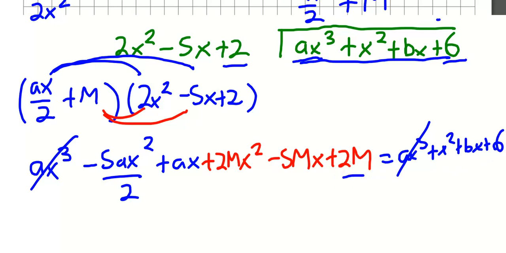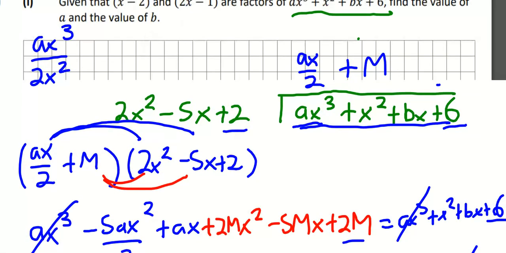2m is the same as... So what does that mean about m? m is 3. So we already know that that has to be 3. The only advantage of this way is you get the answer for the next parts in this part as well.